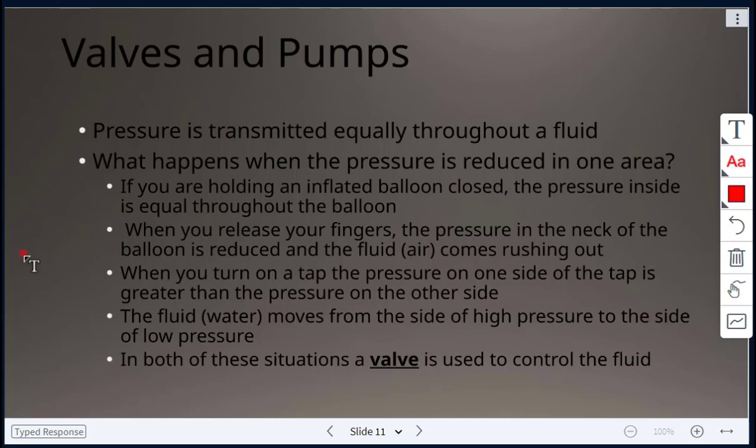Another example is when you turn on the tap, the pressure on one side of the tap is greater than the pressure on the other side. So that water will then move from high pressure to low pressure. Okay, and in both of those situations, there is a valve that is being used to control the fluid. Remember, a fluid can be a gas or liquid.